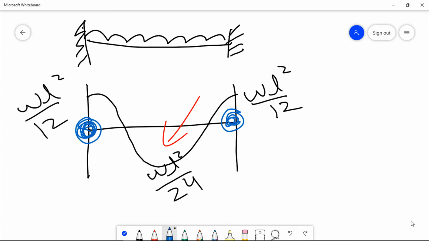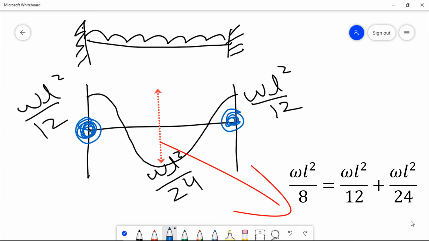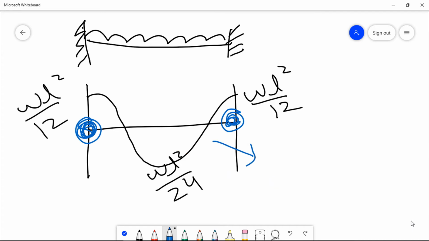If you sum up wL²/12 and wL²/24, you will get the total moment, which will be wL²/8. Now after yielding of these spots, this new beam will become like this.